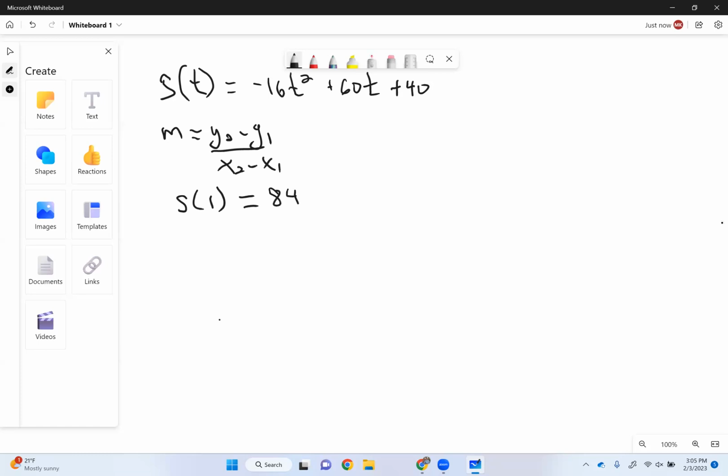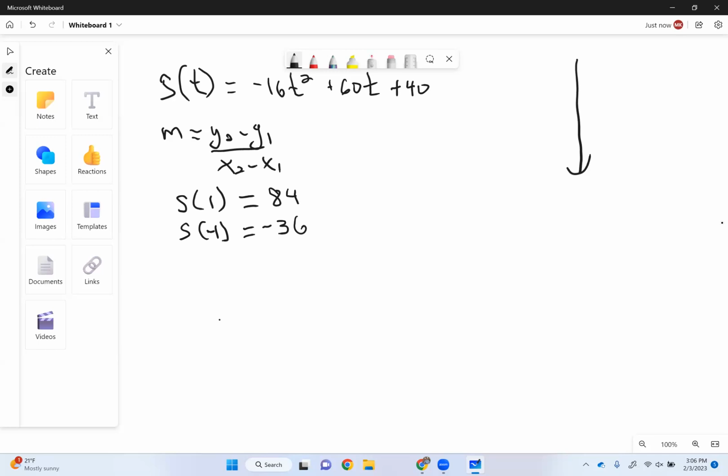How about s of negative 1? Well, negative 1 squared is 1. So we get negative 16 minus 60 plus 40. Negative 60 plus 40 is negative 20. Negative 20 minus 16 is negative 36.